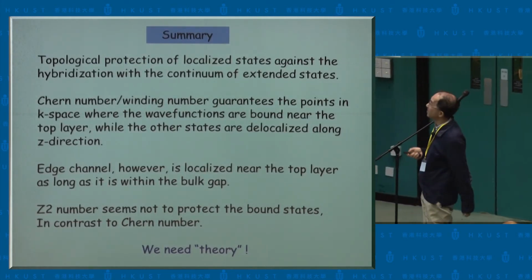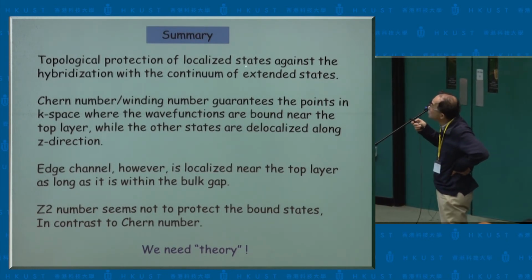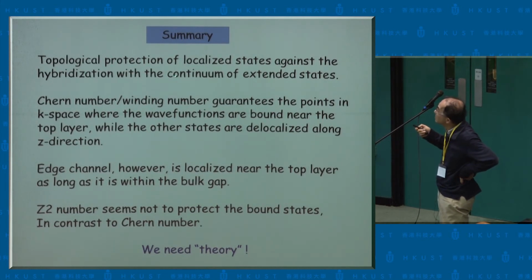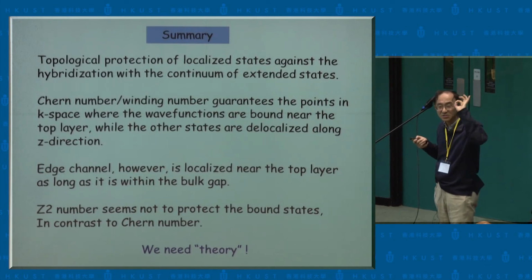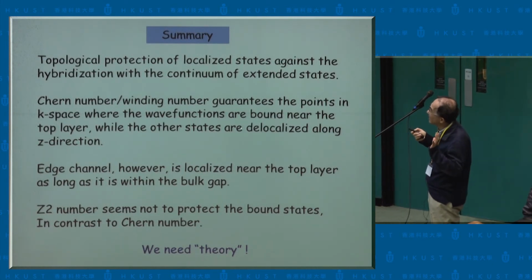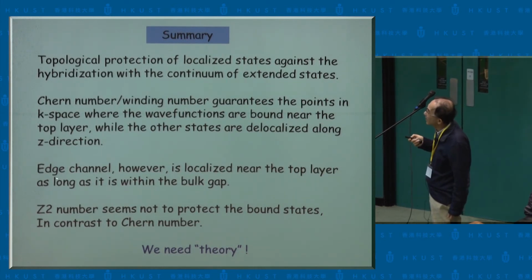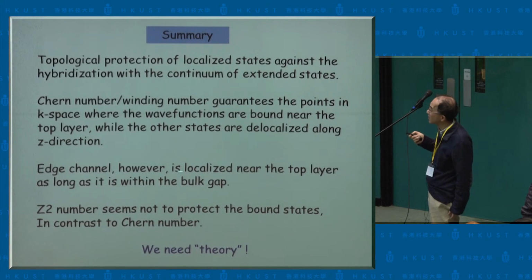Okay, let me summarize. So I discussed about the topological protection of the bound states against the hybridization in the continuum of the extended states. And the Chan number guarantees the points in K space. And you have just a major 0, discrete K point. And if you are slightly away from that K point, the system becomes delocalized. But that was protected by the topological number, right? And then the edge channel is localized near the top layer as long as it is within the bulk gap.